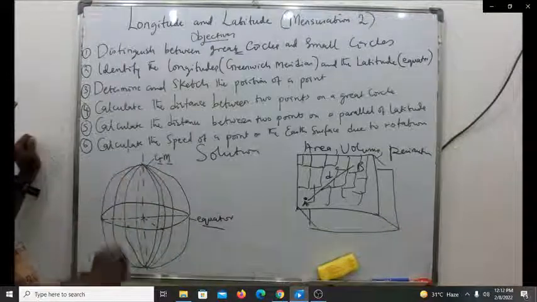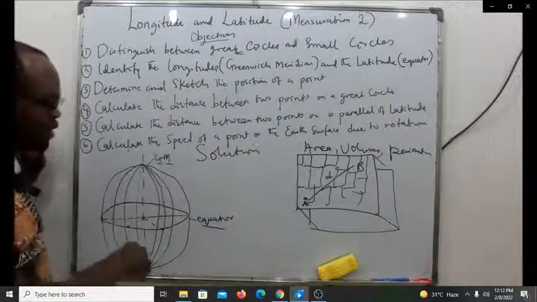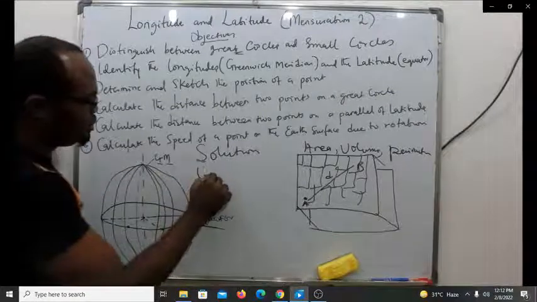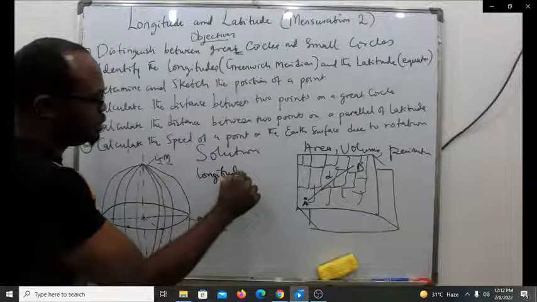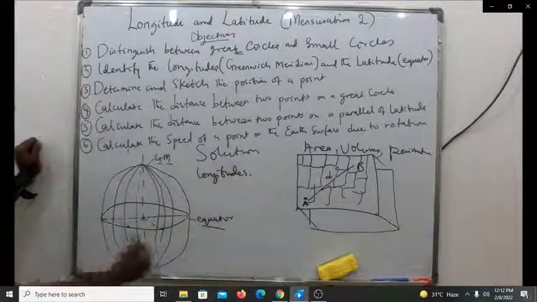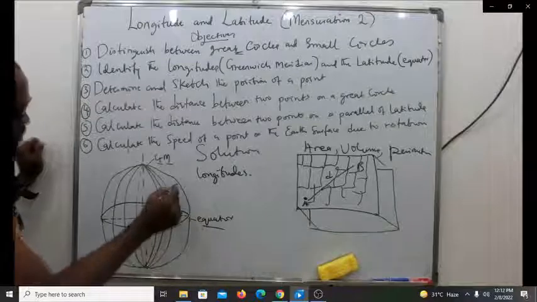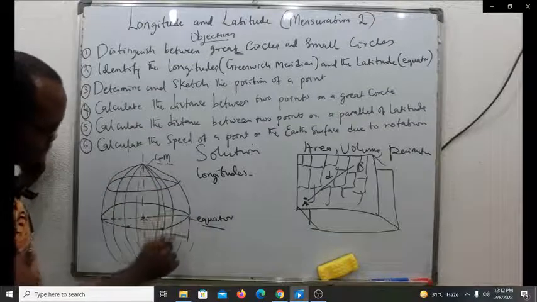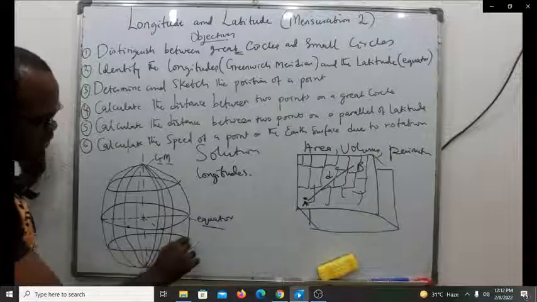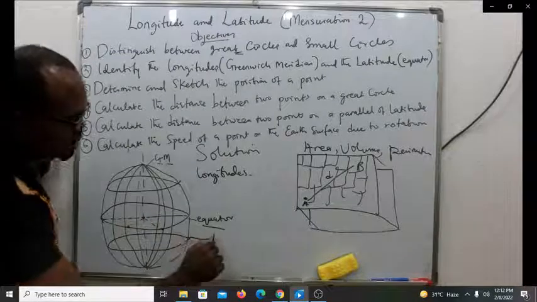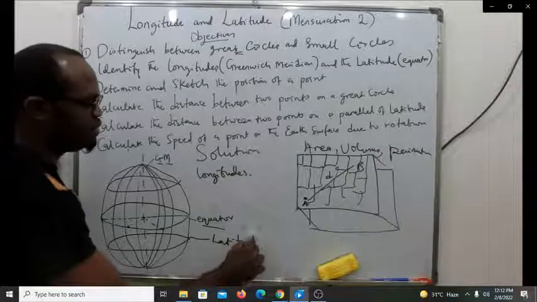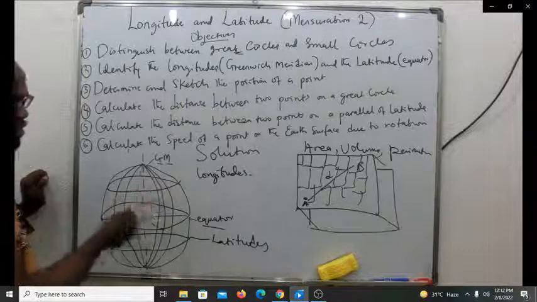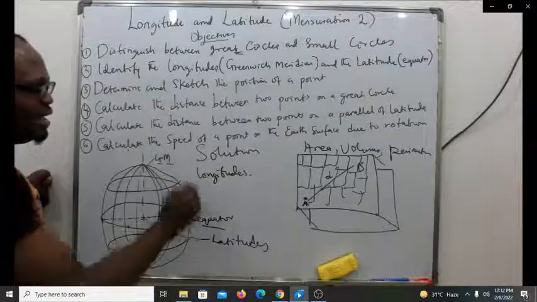So all the circles that are vertical, all the vertical circles like this, they are all called longitudes. Whereas this other circle that you have, like the equator, and any other circle you have like this, cutting the earth into two places, they are known as latitudes. So the horizontal circles are the latitudes, whereas the vertical circles are the longitudes.